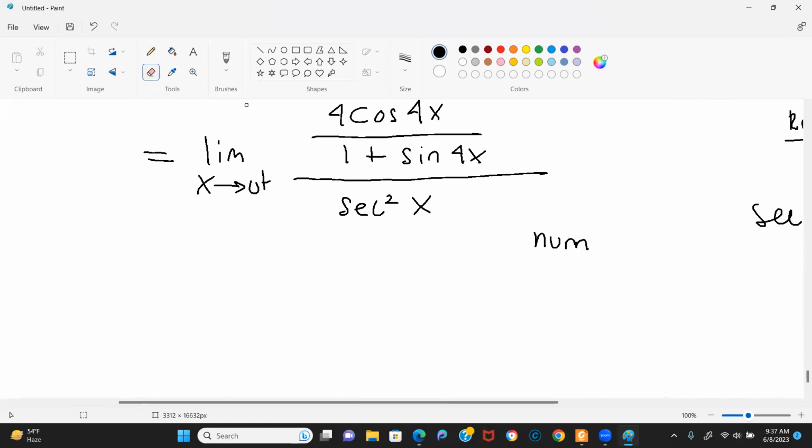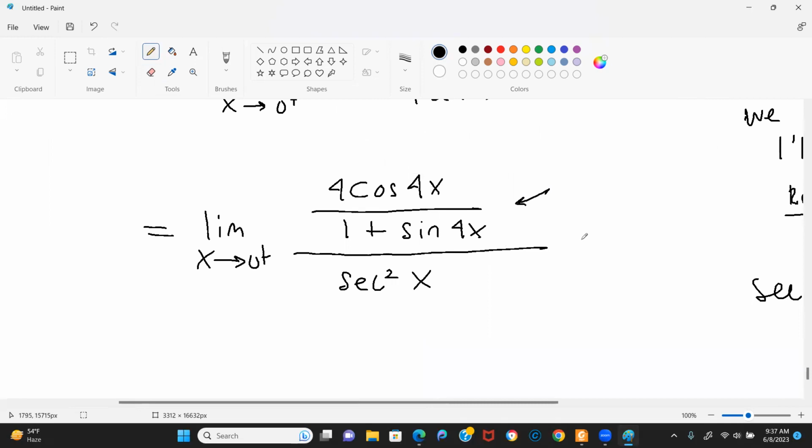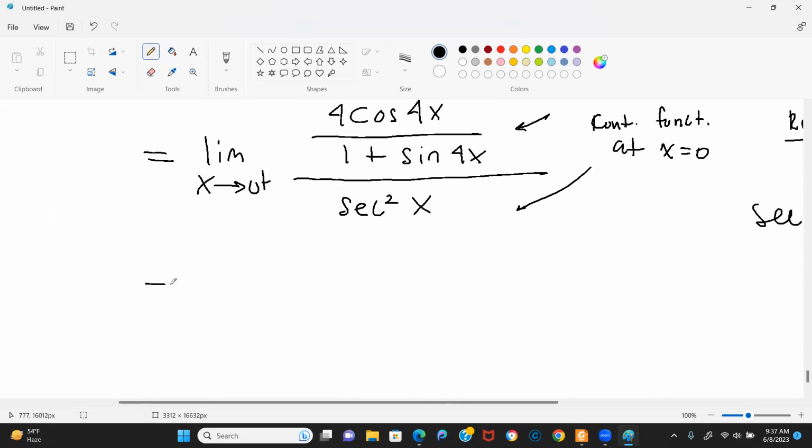Well, that's kind of confusing because there's a numerator, there's these nested fractions. Let me put it this way. This thing right here, this thing right here, these are continuous functions at x equals 0. So now I can actually just plug in 0. So I only had to do L'Hopital's rule once.